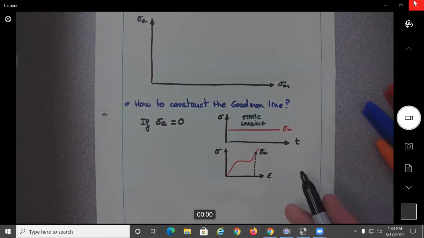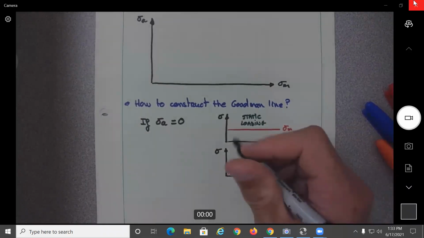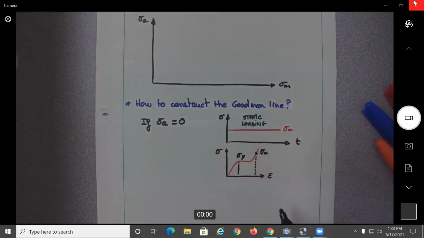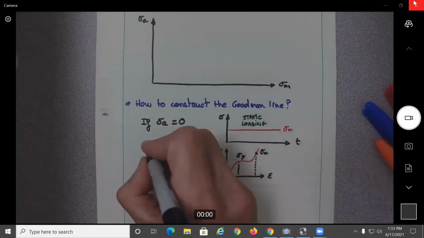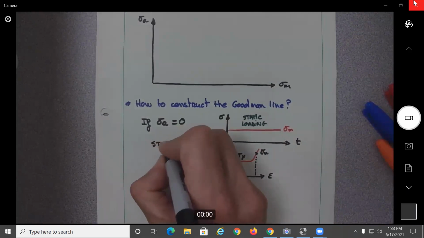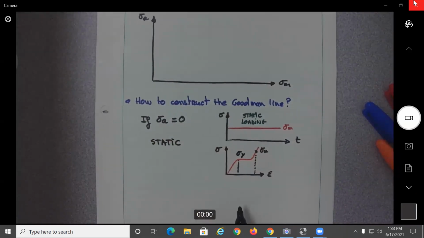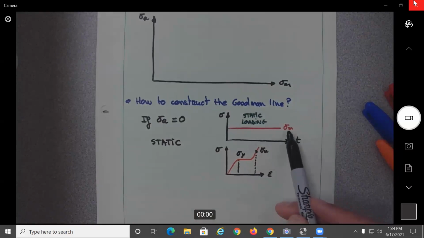So you have two choices. Let's say you assume it's going to fail on the ultimate, or you can assume that it's going to fail on the yield value. Does that make sense or not? This is static, no? The static criteria. So in that case, this is going to fail when the sigma m, the mid-range, is equal to the ultimate.